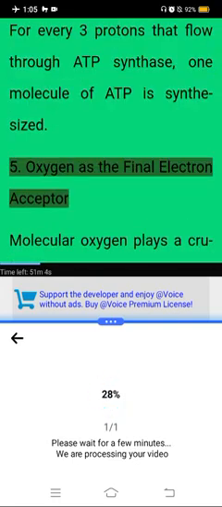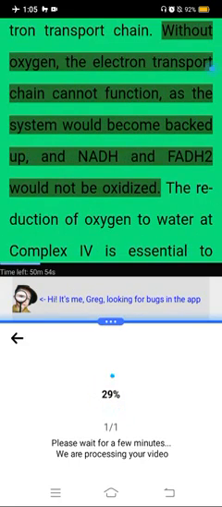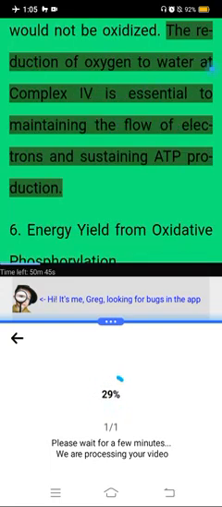5. Oxygen is the final electron acceptor. Molecular oxygen plays a crucial role in oxidative phosphorylation by acting as the final electron acceptor in the electron transport chain. Without oxygen, the electron transport chain cannot function, as the system would become backed up, and NADH and FADH2 would not be oxidized. The reduction of oxygen to water at complex 4 is essential to maintaining the flow of electrons and sustaining ATP production.